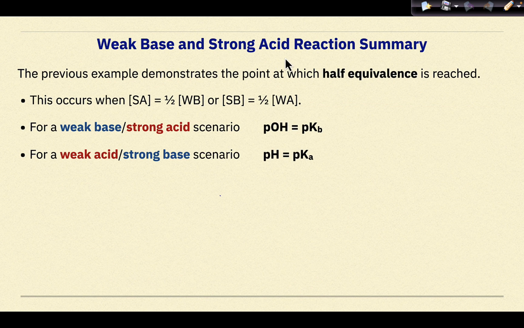Weak base and strong acid reaction summary. The previous example demonstrates the point at which half equivalence is reached. This occurs when the concentration of the strong acid is equal to 1/2 the concentration of the weak base, or the concentration of the strong base is equal to 1/2 the concentration of the weak acid. For a weak base, strong acid scenario, pOH is going to equal pKb. For a weak acid, strong base scenario, pH will equal pKa.